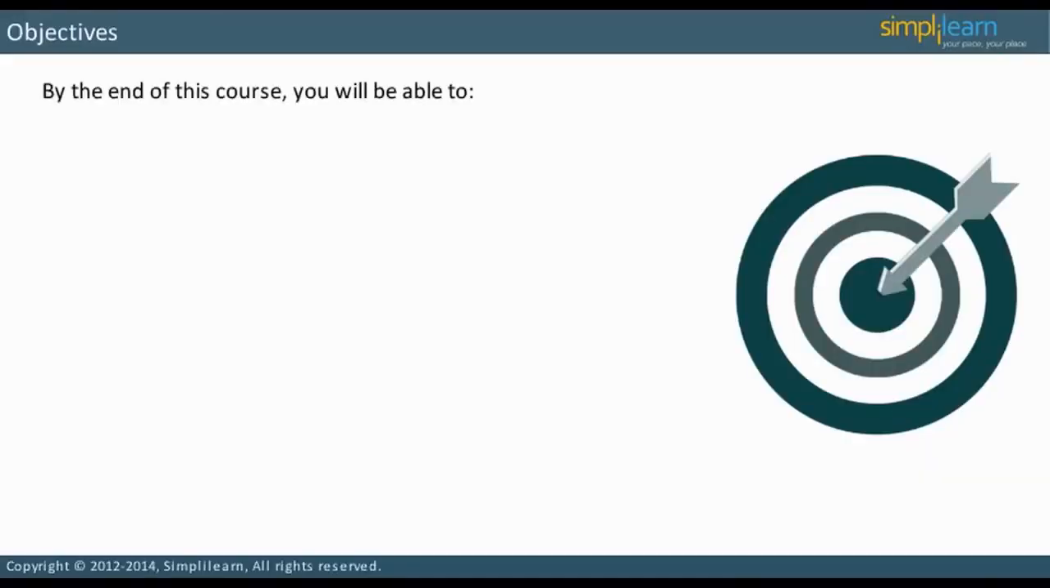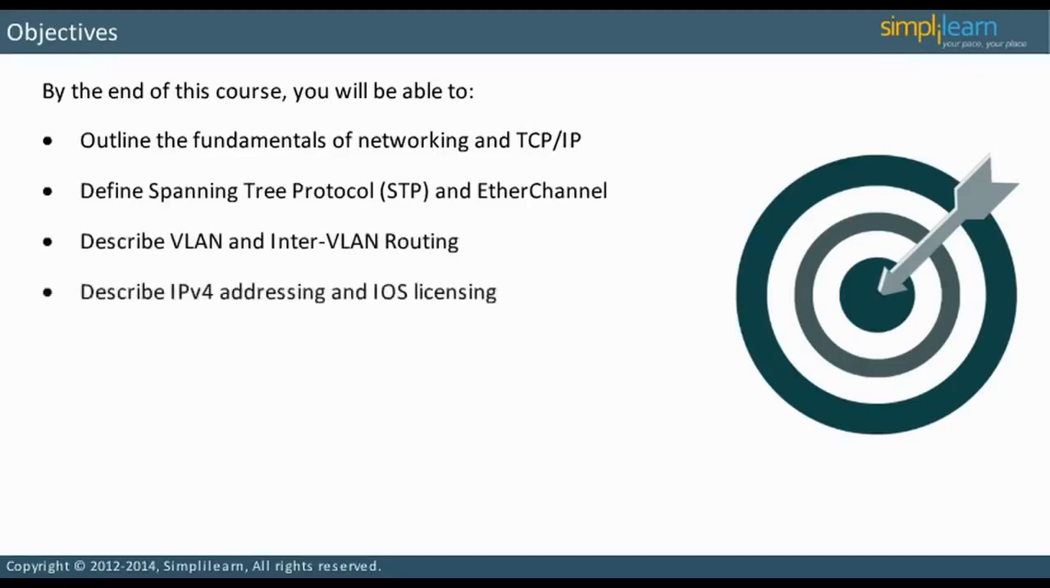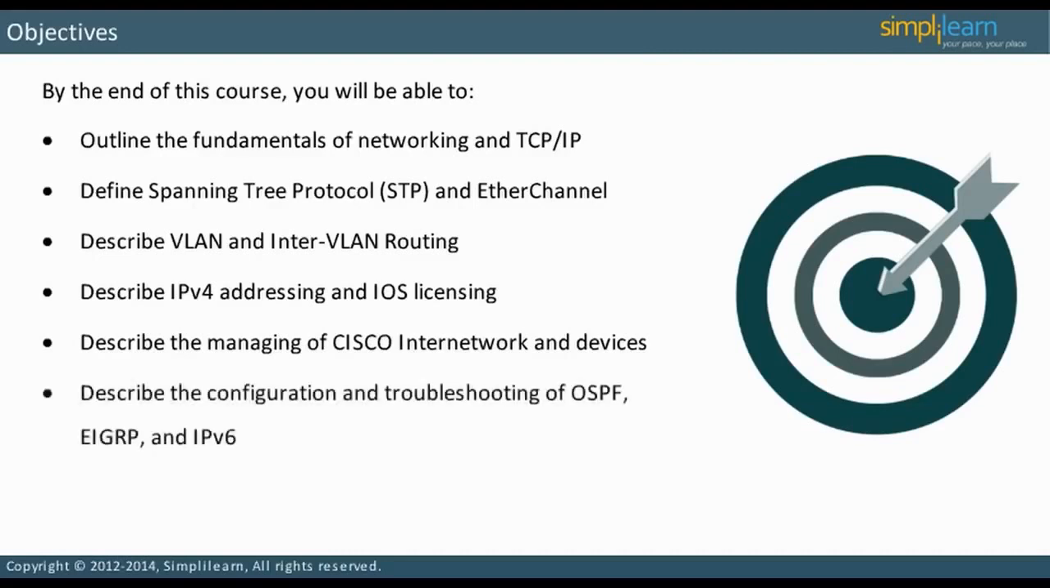By the end of this course, you will be able to outline the fundamentals of networking and TCP/IP, define Spanning Tree Protocol (STP) and Ether channel, describe VLAN and inter-VLAN routing, describe IPv4 addressing and iOS licensing, describe the managing of Cisco internetwork and devices, describe the configuration and troubleshooting of OSPF, EIGRP, and IPv6. Define wide area networks, WAN.